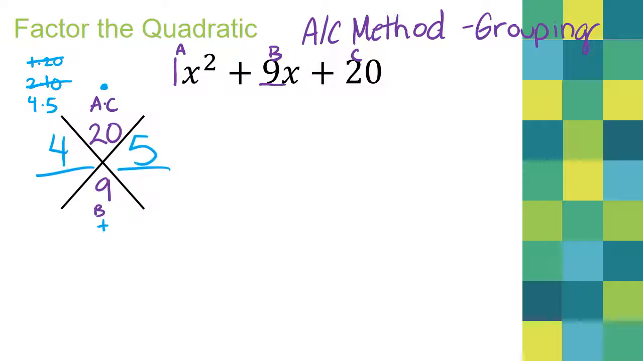So here, take a moment to check yourself. There's a lot of checkpoints in this. If I take a look, 4 times 5 is 20. 4 plus 5 is 9. So I know I'm correct so far. Okay, next step, we're going to take our two new values and we're going to break apart our middle term, bring down the x, we're going to separate that 9x into a 4x and 5x. We're breaking it apart. Then we just bring down the first and last term.